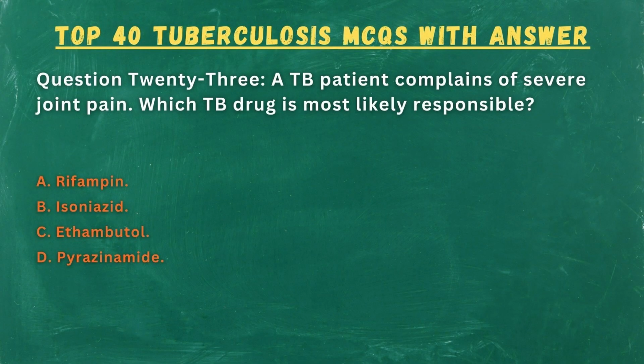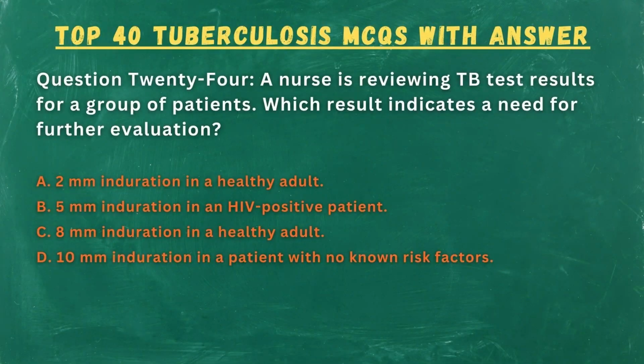Question 23. A TB patient complains of severe joint pain. Which TB drug is most likely responsible? A. Rifampin. B. Isoniazid. C. Ethambutol. D. Pyrazinamide. Answer: D. Pyrazinamide.